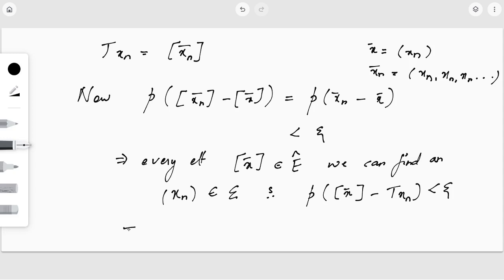So we can always find elements in the image of T lying close to the element in E cap. So from this, what can we conclude? We can conclude that the image of T is dense in E cap. We took an element x cap, coset x bar in E cap, and we saw that the norm P of coset x bar minus Txn, where Txn is an element in the image of T, is always less than epsilon. That is, the image of T is dense in E cap.